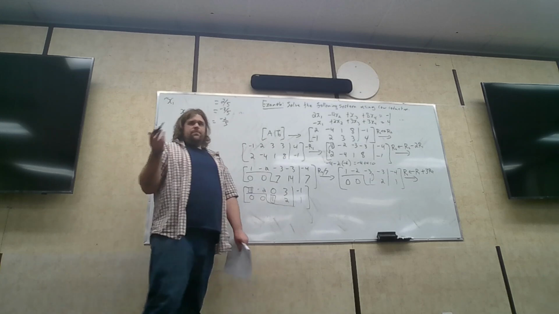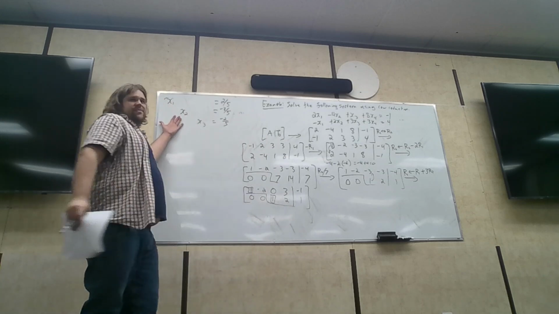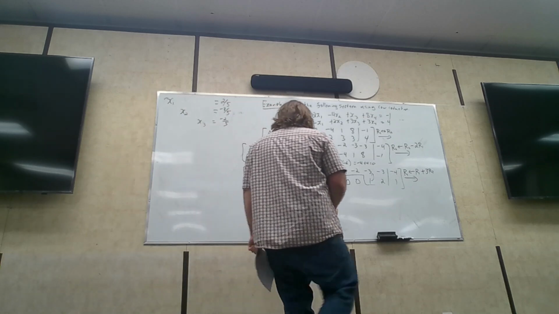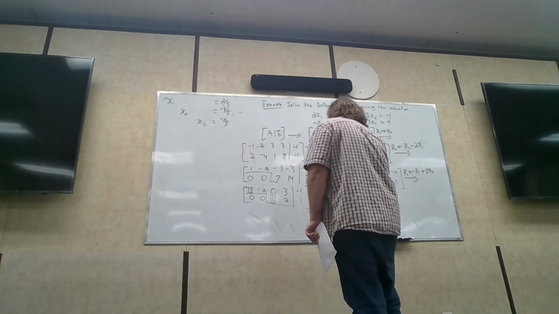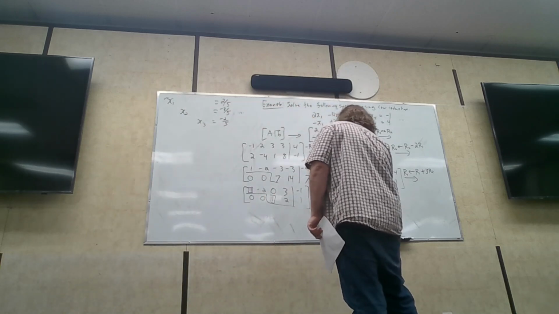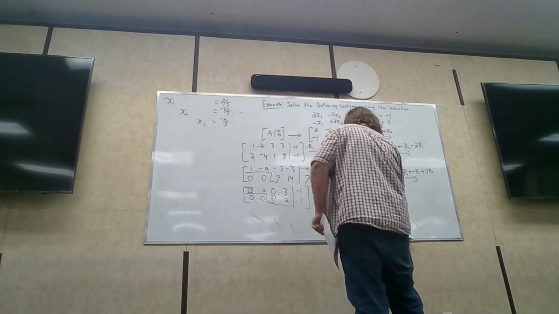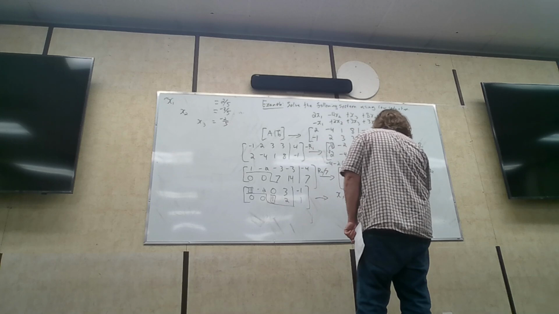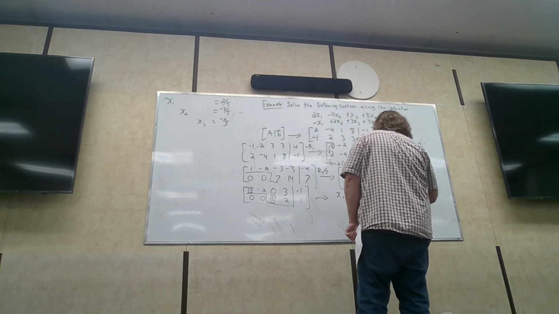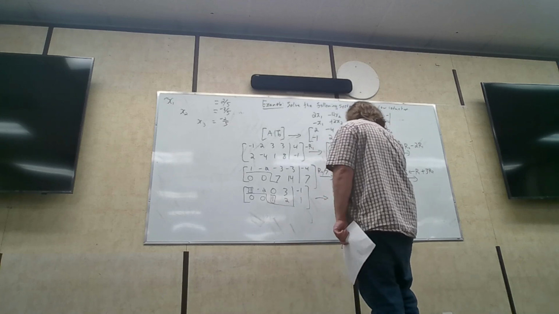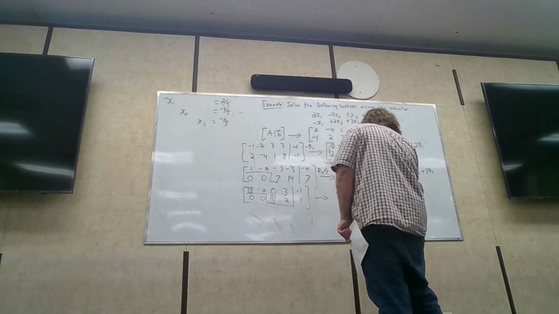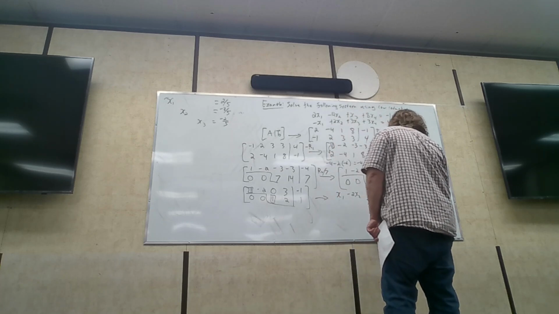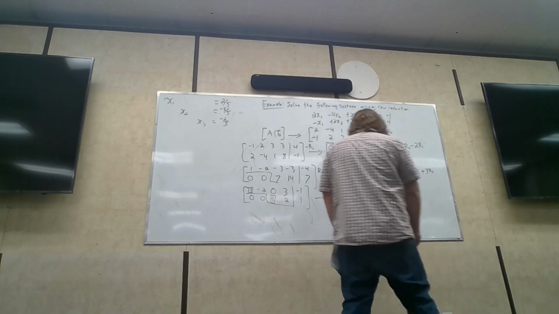So what do we do with this? We say, hey, this is a system of equations. So this means x1 minus 2x2, that's 0, plus 3x4 equals minus 1. This is a 0, that's a 0. x3 plus 2x4 equals 1.